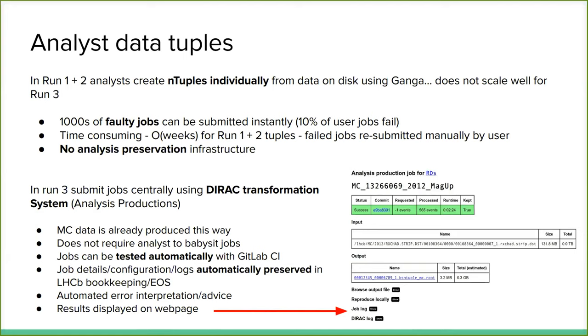So in Run 3, we want to move to submitting these jobs centrally using the DIRAC transformation system. And we've termed these analysis productions. And our Monte Carlo is actually already produced this way. And the nice thing is it doesn't require you to babysit the jobs, as the DIRAC transformation system takes care of this for you. In the prototype we've developed, the jobs can be tested automatically upon a merge request using the GitLab CI. The job details and logs are automatically preserved either in the bookkeeping or the logs get sent to EOS. There's a very nice automated error interpretation and advice for when things do go wrong. And as you can see, the results are displayed like this on a web page, where you have all details about how a tuple was created, and then this is obviously preserved forever.